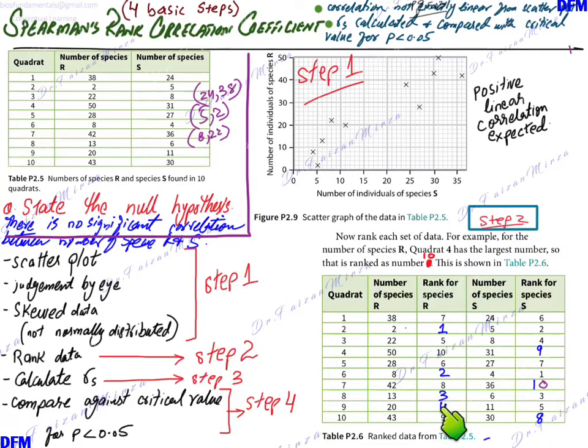I have to give a total of 10 ranks here because these are 10 quadrats which are placed, so I have to rank these 10 values from 1 to 10. Now come to species S. Again, I have to rank these values in the range of 1 to 10. I'll start by giving the smallest value the smallest rank, so in the ascending order. You can follow the descending order as well, but the same order should be used in both cases.